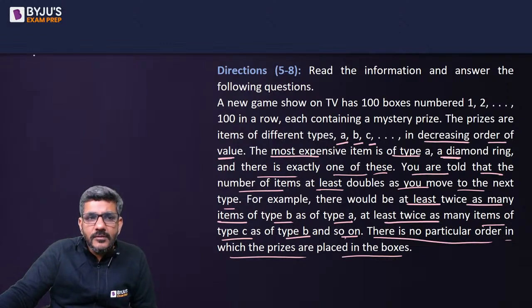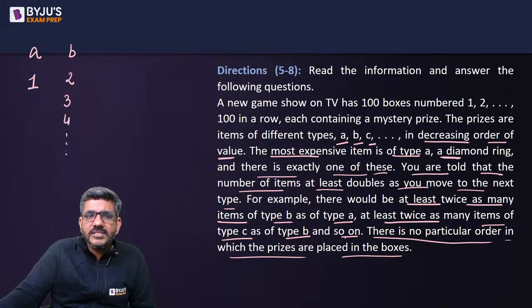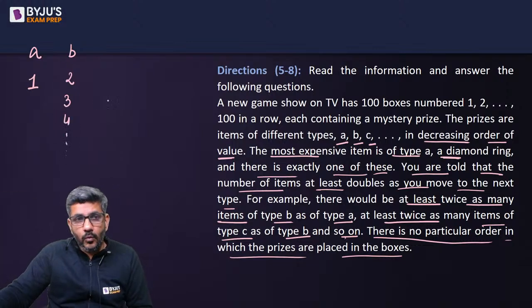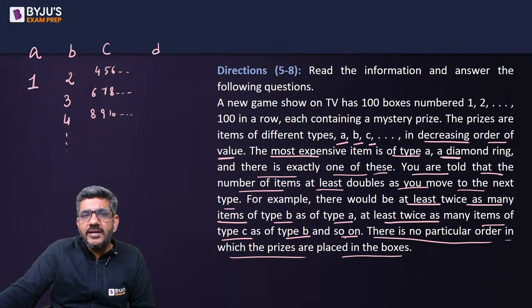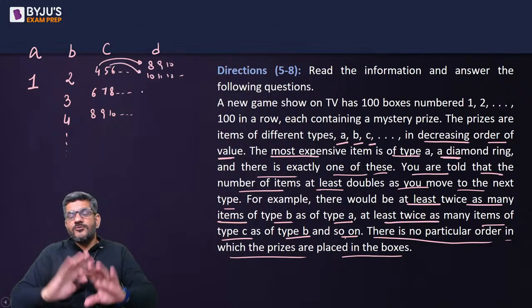So till now we know that type A is one diamond ring. Type B, it can be 2, it can be 3, it can be 4. So basically it has to be minimum double of 1. टाइप सी, अगर ये 2 है तो ये 4, 5, 6 वगैरह हो सकती है. अगर ये 3 है तो ये 6, 7, 8 एटसेट्रा हो सकती है. अगर ये 4 है तो ये 8, 9, 10 एटसेट्रा हो सकती है. एंड सिमिलरली डी, अगर 4 है तो वो 8, 9, 10 एटसेट्रा. 5 है तो 10, 11, 12. दैट वेज इट इज गोइंग ऑन, राइट.